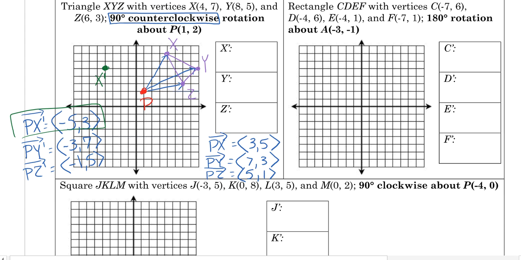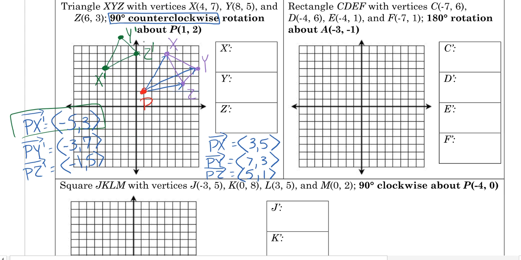Okay, if I look at vector PY prime, starting at P, I'm going to go 3 to the left, 1, 2, 3, and then up 7, 1, 2, 3, 4, 5, 6. I'm going to go off my grid here, 7, and that's going to be where Y prime is going to land. And then if I look at PZ, the vector PZ prime, you're going to be going 1 unit to the left and then 5 up. 1, 2, 3, 4, 5. And that is where Z prime is going to be.